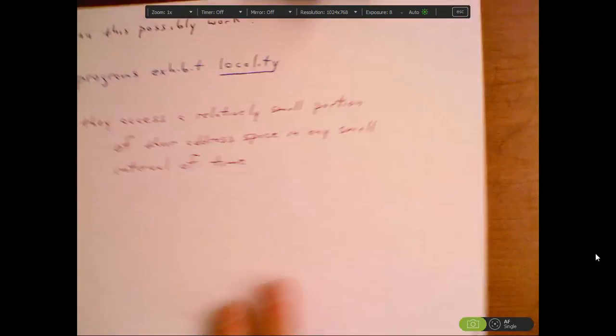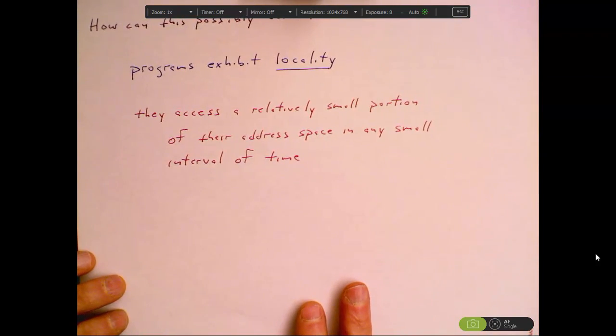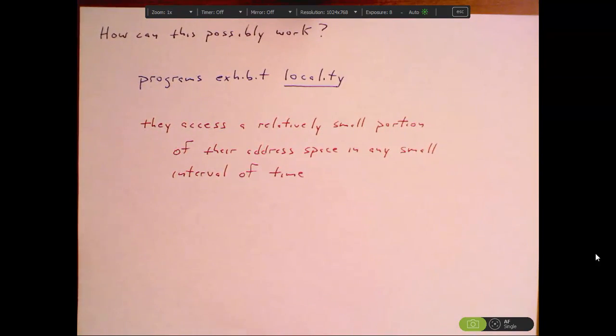So you might be thinking, how can this possibly work? How can we make this illusion work? Well, it turns out that programs exhibit something called locality. In other words, they access a relatively small portion of their address space in any small interval of time. So we talk about random access memory, but in fact programs don't fully use the power of that random access memory. They don't jump around accessing memory willy-nilly. There's usually some pattern that we can leverage to provide this illusion of having lots of high-speed memory when we really don't.